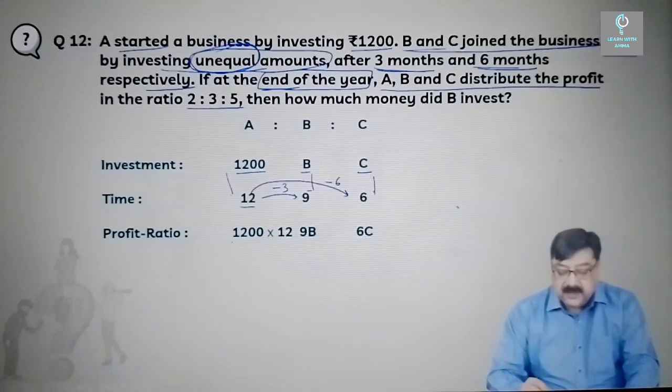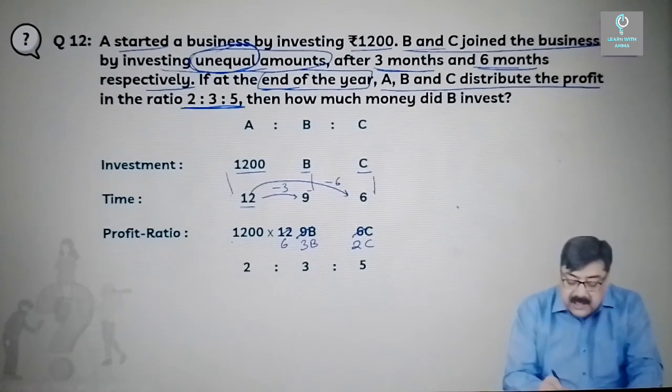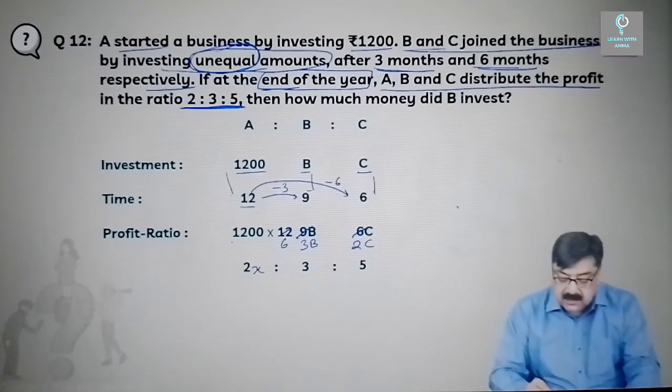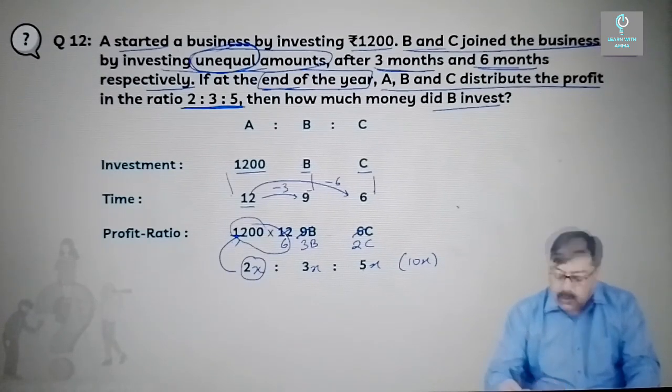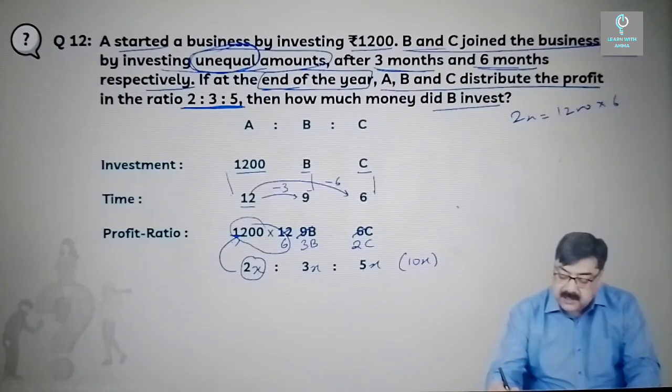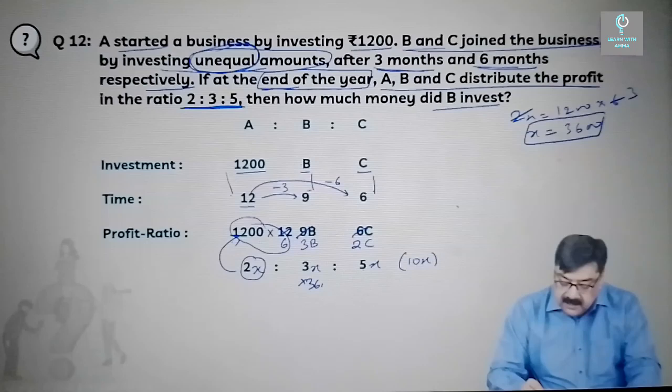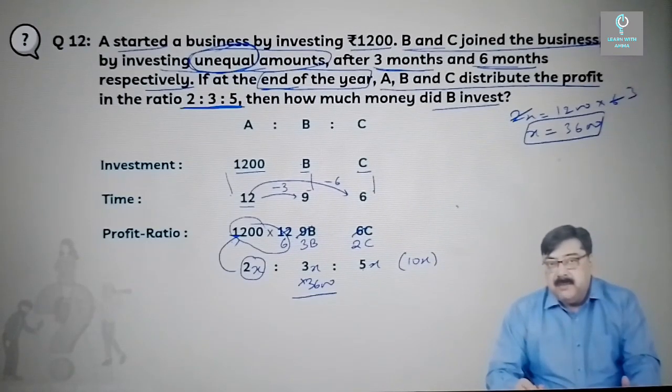As you can see, these figures go by 3. So this is 3B, this is 2C, and this is 6. So what we have here is that the ratio is already given to us as 2:3:5. This is 2x, this is 3x, this is 5x. Now we will compare these figures. And as we need to find out for B, so this is 2 plus 3, 5 plus 5, 10x in total. And this 2x is equivalent to 1,200 into 6. So 2x is equal to 1,200 into 6. Obviously this gets cut. X here equals 12 into 3, 36. That is 3,600. So this 3x, we will multiply 3,600 to this to get the investment made by B.